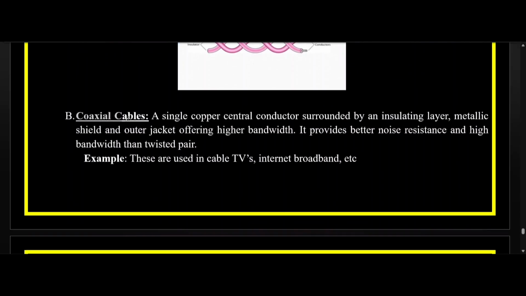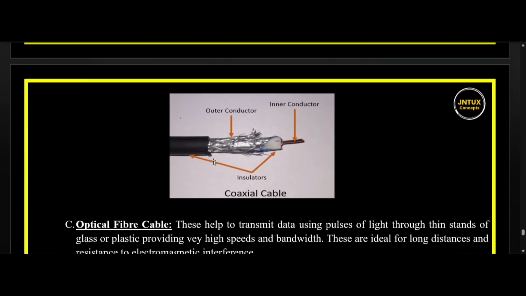The next one is coaxial cables. A single copper central conductor surrounded by an insulating layer, metallic shield, and outer jacket, offering high bandwidth. It provides better noise resistance and higher bandwidth than twisted pair. A good example is that these are generally used in TV cables, internet broadband cables, etc. This is the real life image of coaxial cables. This is the outer conductor, this one is the inner conductor, and these two are insulators.